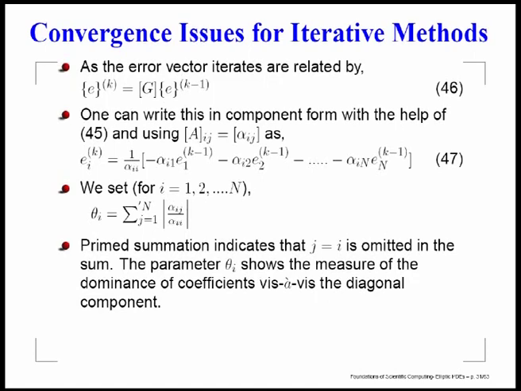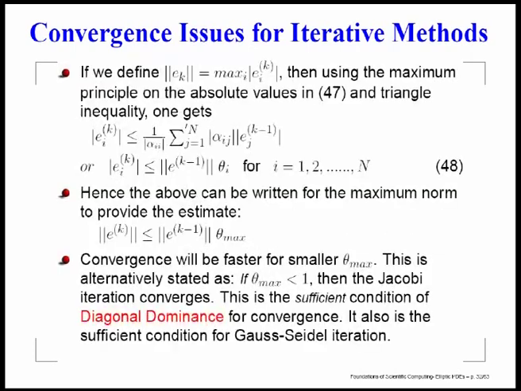So, what does this parameter indicate? The parameter tells you how each of these different errors at different points contributes to the error at this kth level. If this quantity is very small, then that particular component of E at the previous level does not contribute, while if it is very close to 1 or more than 1, then that quantity gives more contribution. So this ratio theta i basically tells you the role of the coefficient vis-a-vis the corresponding diagonal component.